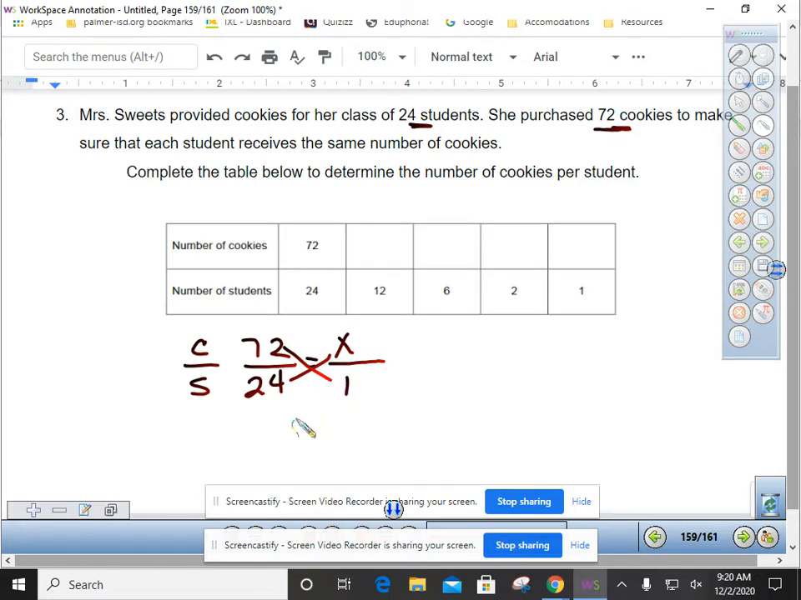And you can either cross multiply, 24x equals 72. And then what do you do? Divide by 24. Does anyone know what 72 divided by 24 is? Three. So that means for 1, it's 3. So I'm going to write a 3 right here.